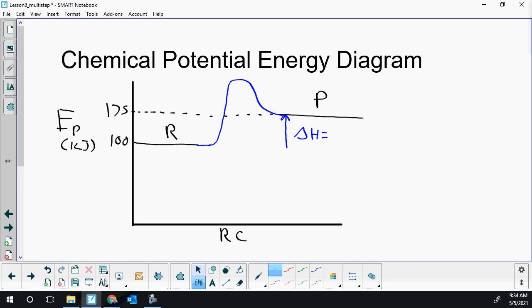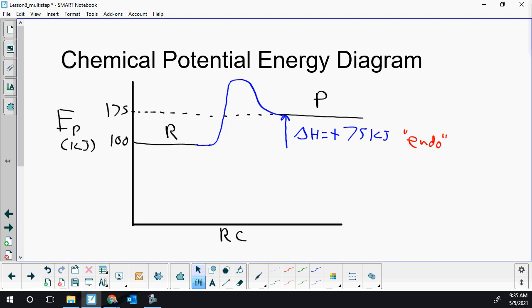Our labeled y-axis can tell us that difference. From where we started to where we finished, we started at 100, we went up to 175. So that is a difference of 75. And we are going up. We are putting more potential energy into our products compared to the reactants. So this is an endothermic reaction and should have a positive change in enthalpy. Again, anytime you have a chemical potential energy diagram where the products are higher, it's endothermic.